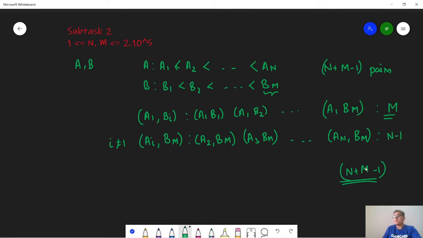So we get n plus m minus 1 distinct pairs. The complexity of this solution is n log n plus m log m. Why? Because we need to sort these arrays A and B. The space complexity is order of n plus m. Why? Because we need to store arrays A and B and n plus m minus 1 pairs.